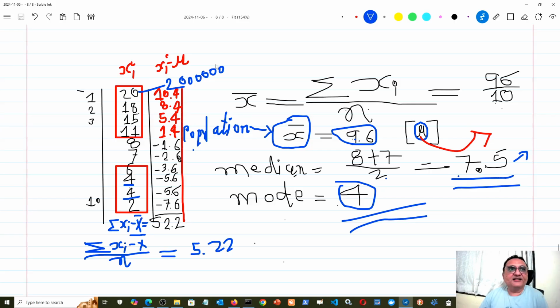So here is my data set. My mean was 9.6. So 20 minus 9.6 is 10.4, 18 minus 9.6 is 8.4, 15 minus 9.6 is 5.4, and so on. Now here 8 minus 9.6, so negative values are coming. 7 minus 9.6, negative values are coming.